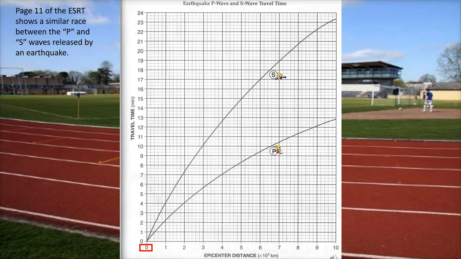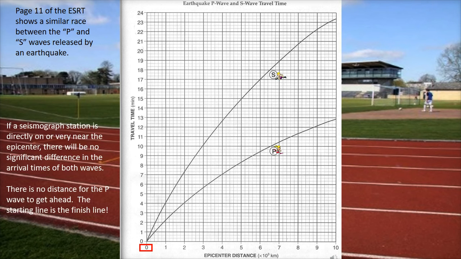So we're going to start with an epicenter distance of 0, meaning the seismograph station is right where the earthquake is. If this is the case, there is no distance for the P wave to get ahead. It was like the last race between Priscilla and Scotty. There was just no distance for her to do any separation. So they're both going to arrive at the seismograph station at the same time. But what happens if there is some distance for them to separate and the lag time is not 0?